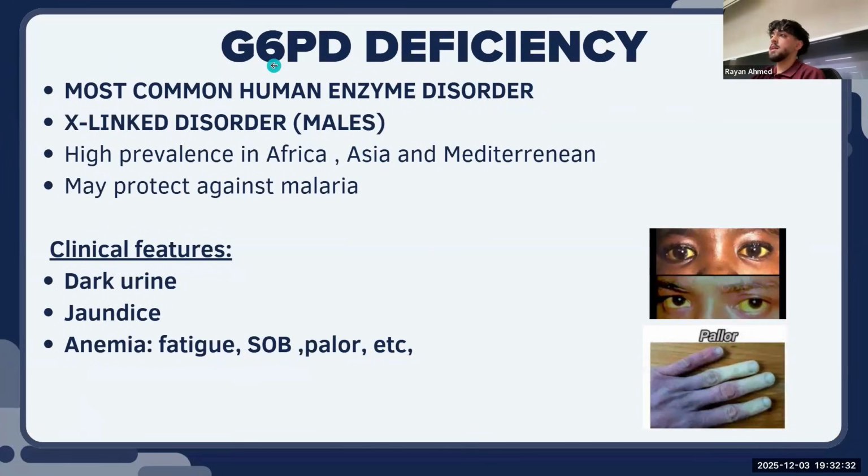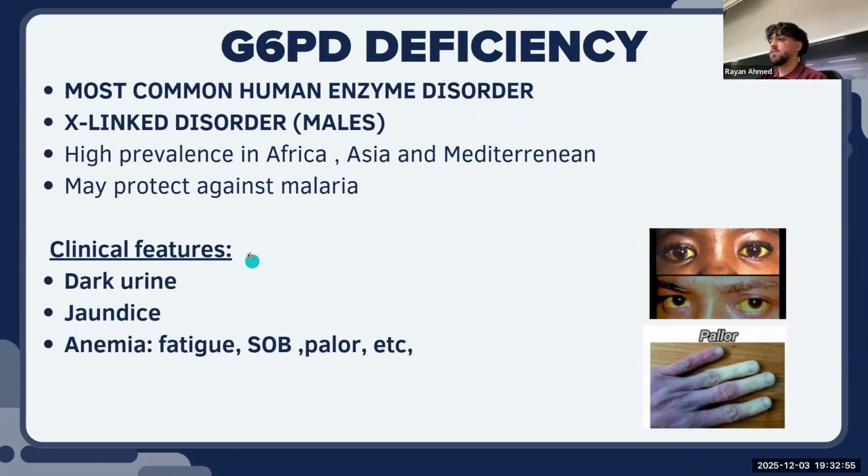Now, G6PD deficiency is the most common human enzyme disorder. We also have X-linked disorder, mostly in males. Just keep these two points in mind: most common human enzyme disorder and X-linked disorder, most common in males. High prevalence in Africa and Asia, and it may protect against malaria. We don't know why, it just may protect against malaria.